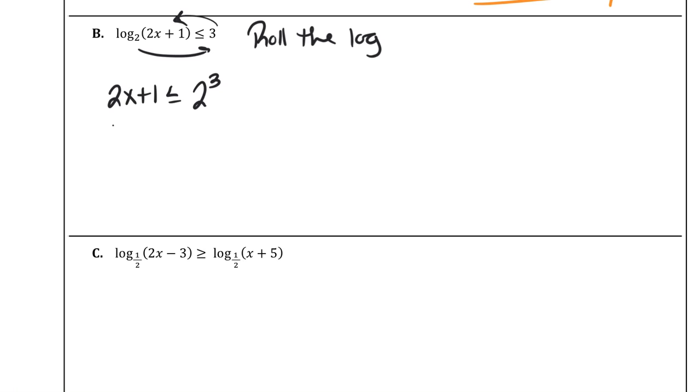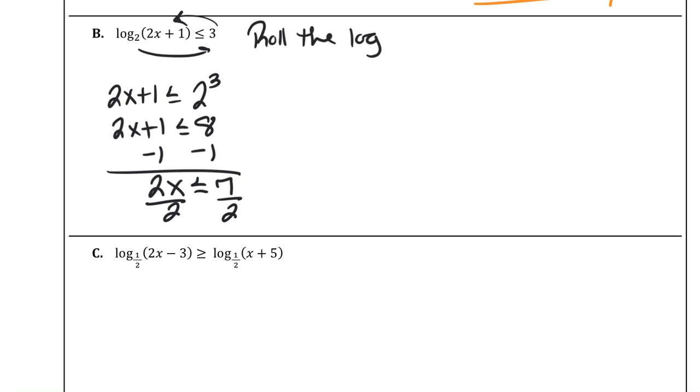So when I go to solve, 2x plus 1 is less than or equal to, well, 2 cubed is 2 times 2 times 2, which is 8. I can solve for x. 2x is less than or equal to 7. If I divide both sides by 2, that 2 is positive, so it's not going to change anything. So my value is x must be less than or equal to 7/2.